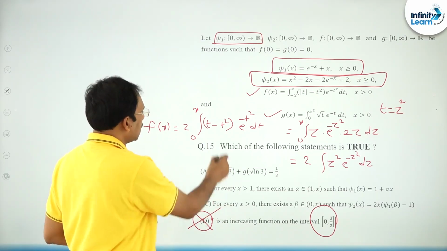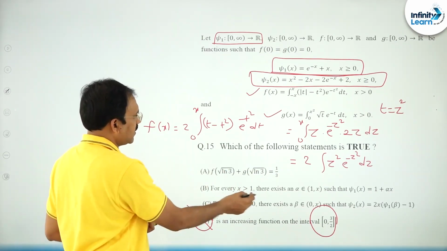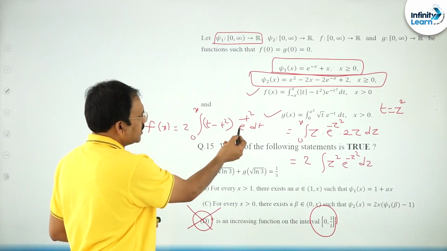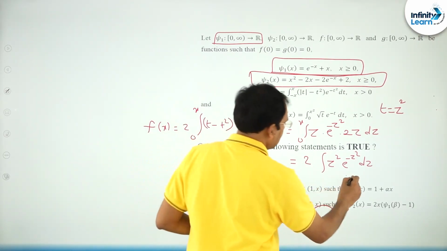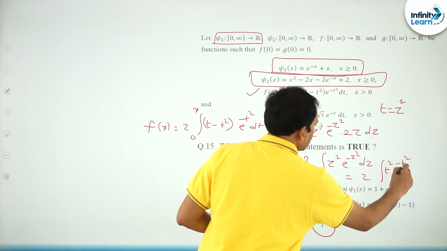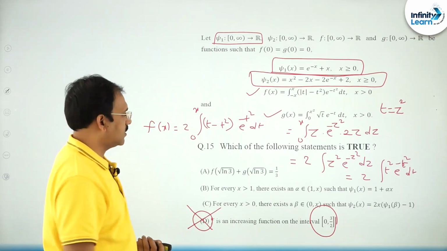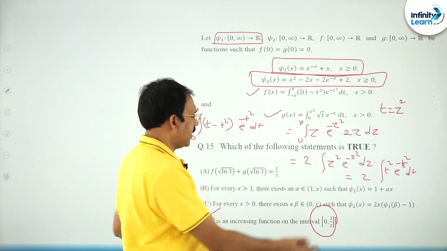Now you just try to add f of x plus g of x, you see what happens. 2 is there, you see minus t square, you can also write it as 2 times integral t square into e power minus t square dt. Because friends, I think you know the properties of definite integrals. So the variable is a dummy variable, I have written.